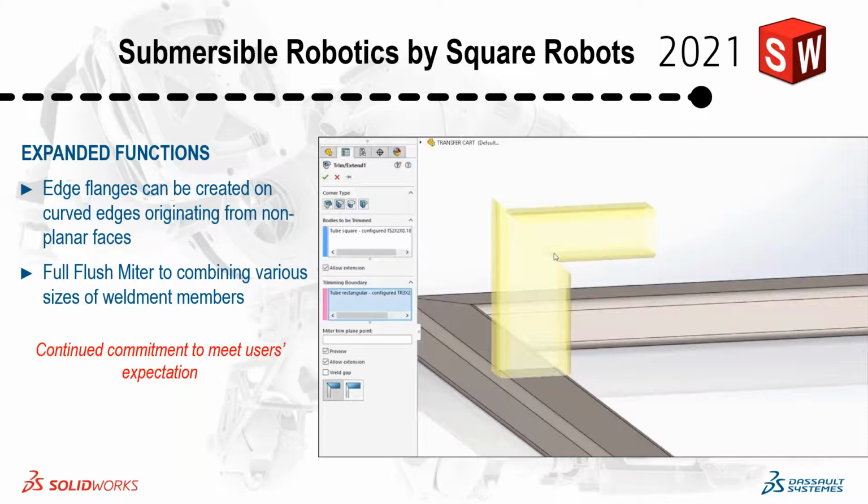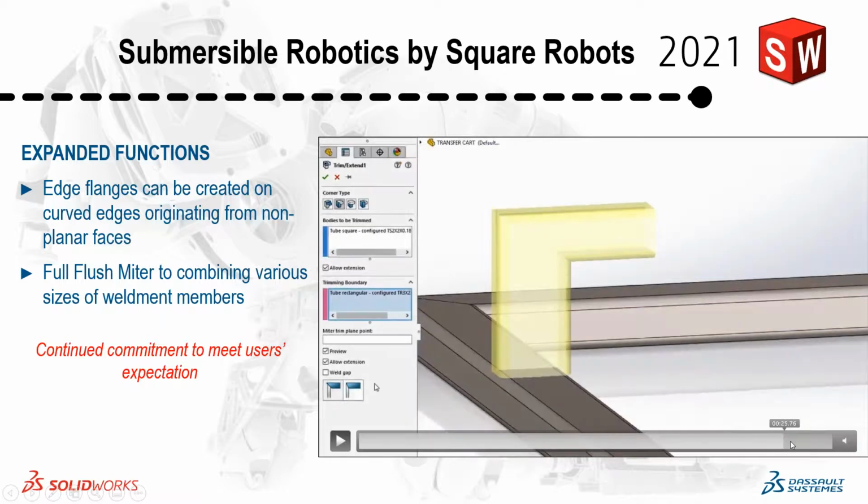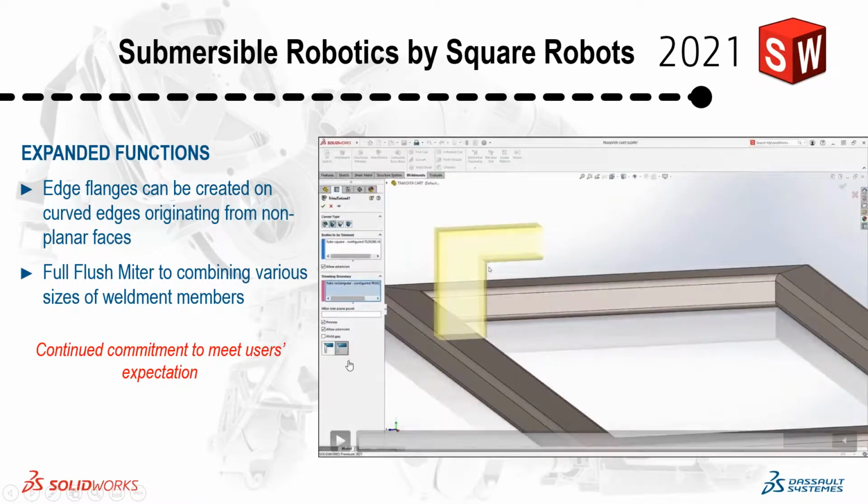So in SolidWorks 2020, a new option is created for this miter trim. We call it the full flush miter, which combines various sizes of weldment members with the relevant angle. This really does speed things up, and what we're trying to do here is a continuous commitment so that we can really meet the user's expectation, because again, this is by engineers for engineers.